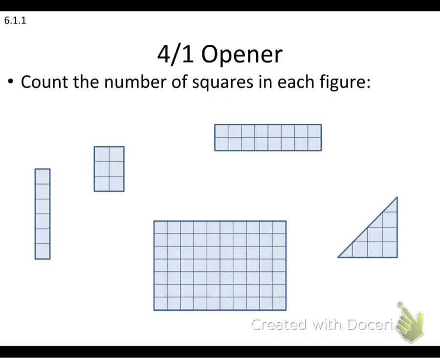Okay, so we're going to start off, like I said, this triad is all about factoring, and we're going to start off with the most basic lesson. So it says, count the number of squares in each figure. If you go through and count the number of squares in each of these figures, what does that number represent? What's that number tell us about that square?